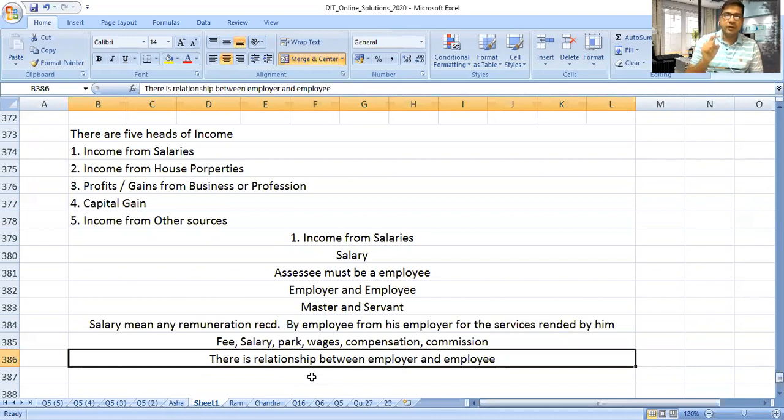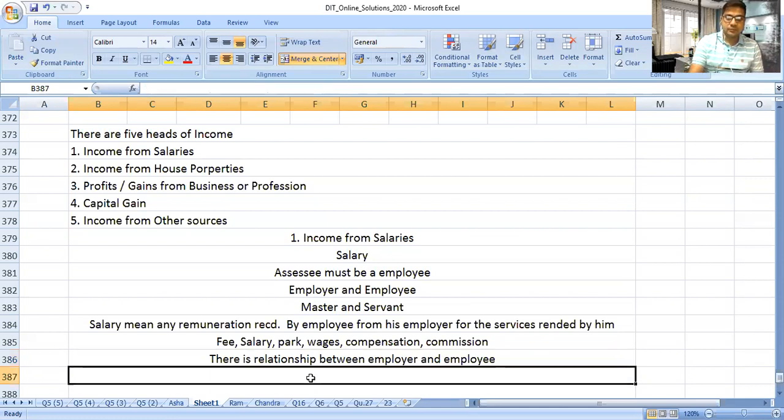There is a relationship between master and servant. There is a relationship between payer and payee. There is a relationship between employer and employee. Under such a relation, any income generated is called a salary. Okay, fine.